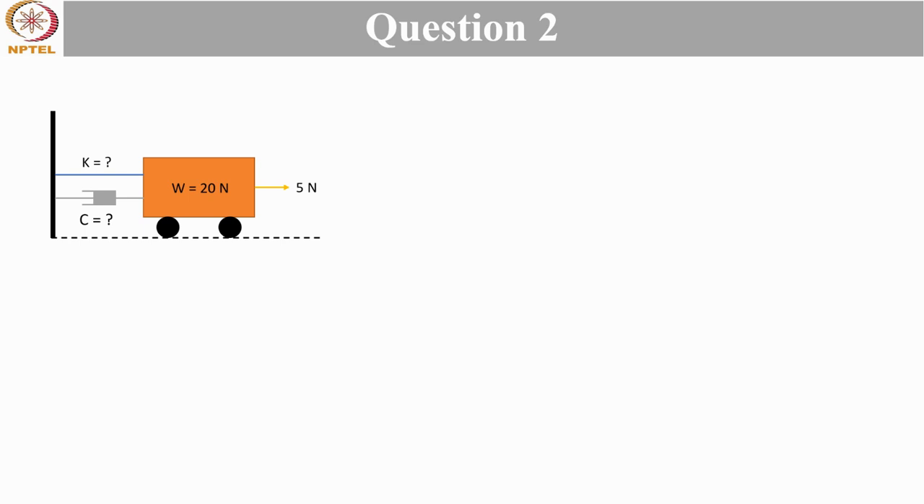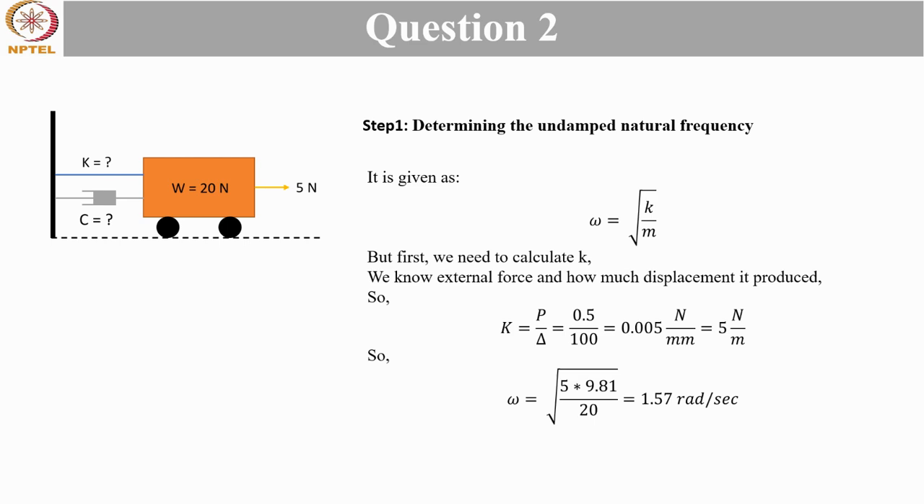So again, first we need to draw the analytical model. In this model, we know a force was applied, the weight we know, but we don't know the stiffness of the spring, and we don't know the damping coefficient. So the first step is to determine the undamped natural frequency, but for that we need to estimate the stiffness. The undamped natural frequency is given by square root of k by m, and we need to calculate the stiffness first.